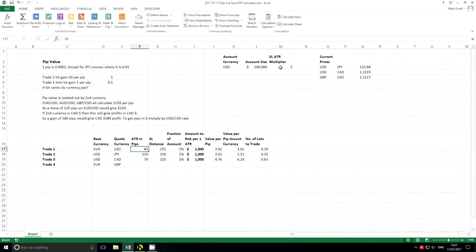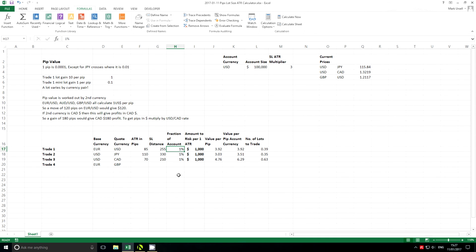Now I want to risk a certain multiple of the ATR, and I want to risk a multiple of 3 times the ATR. That means our stop loss distance is 255 pips away from our entry price. Nice and simple. We can enter that in our trade.